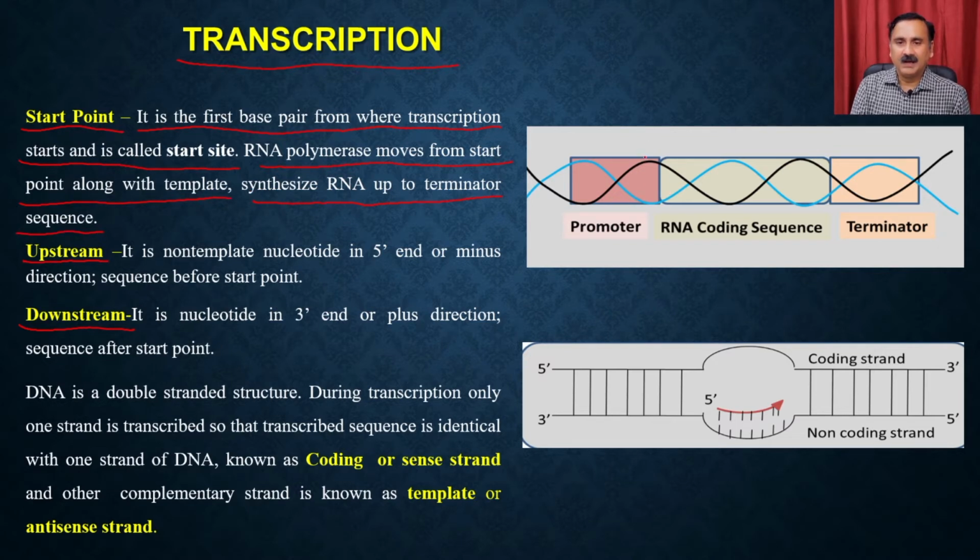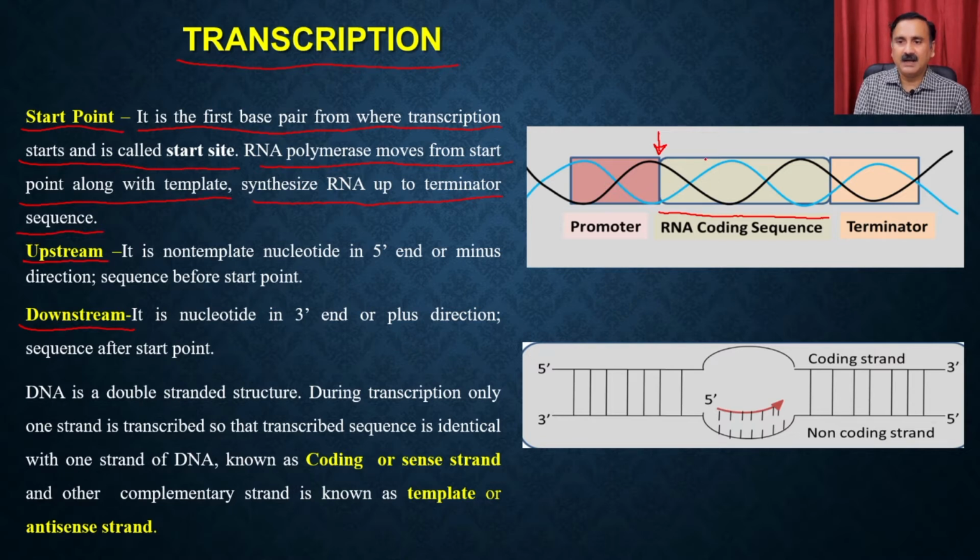RNA polymerase moves from the start point along the template and synthesizes the RNA up to the terminator sequence. Which means if this is the gene which is going to be utilized for transcription, then you are going to have a promoter sequence, then the coding sequence, and then the termination sequence. The starting point is somewhere here, and from here the first base pair of the DNA is transcribed, and that's how you have the RNA responsible for the coding sequence. And then the RNA goes up to the termination site, and that's how it gives you a synthesis of the RNA for this particular sequence.